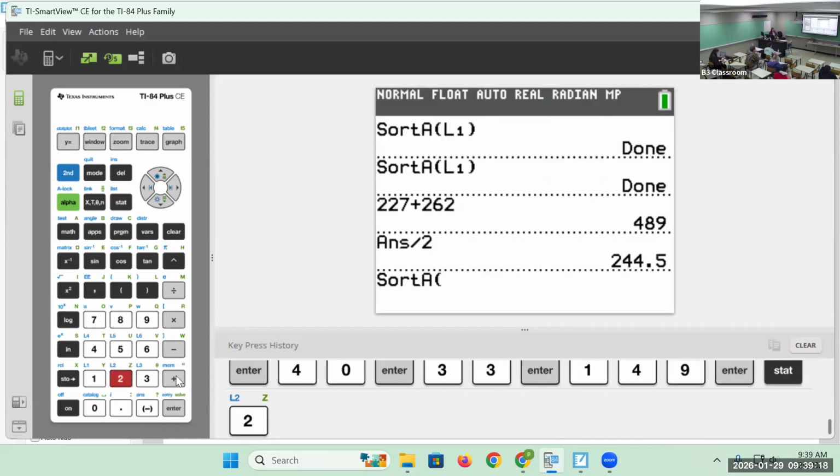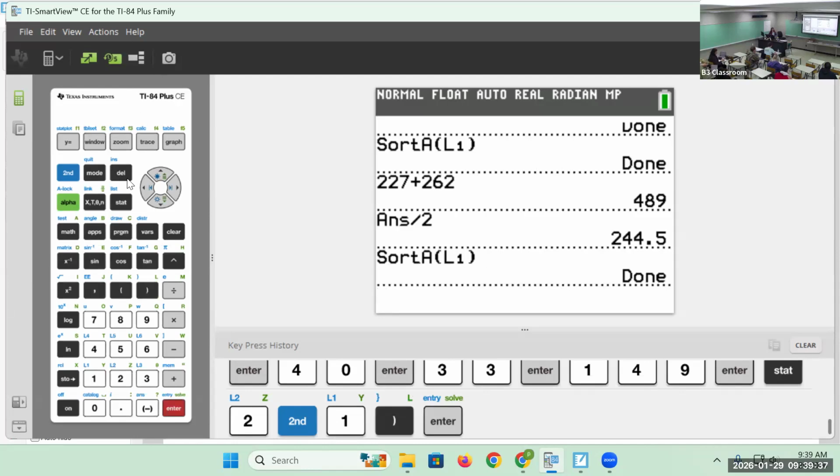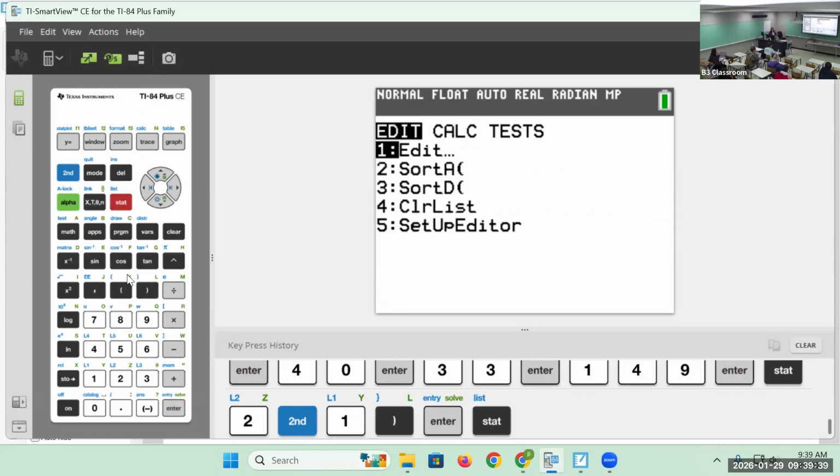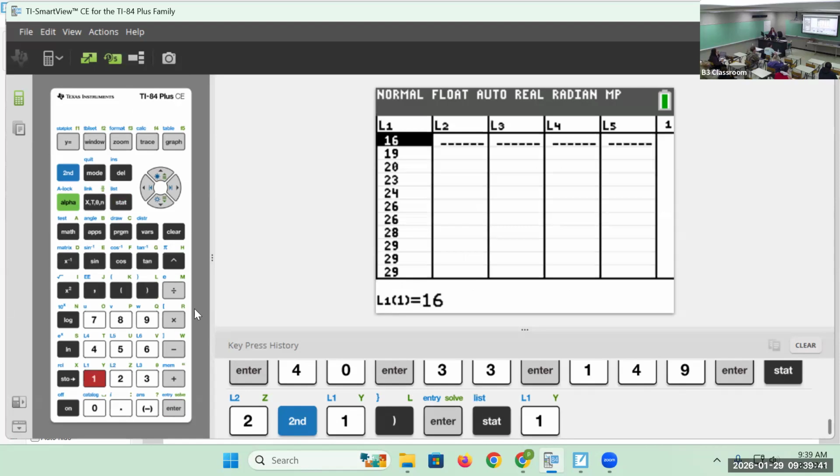You have to tell the calculator which list it's in. Notice that the lists are 1 through 6 in the keys. That says 1 through 6 in blue. So you go second and 1, and then close the parentheses. Press enter, and it says it's done. But if you go back to stat and edit, now you see them in order.